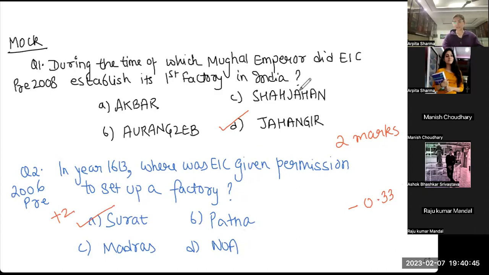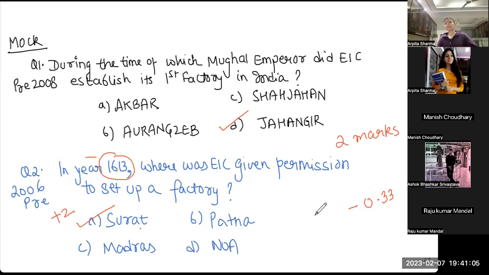1613, last lecture we studied that first factory was established at Surat. 1613 में. The permission was given in 1609. They took 4 years to construct that factory at Surat. Correct answer is A. So if you have marked the answer correctly, +2 marks, negative marking for the wrong answer.